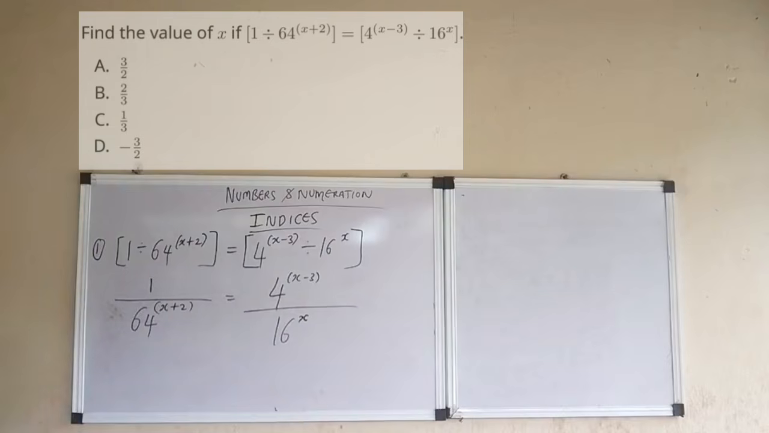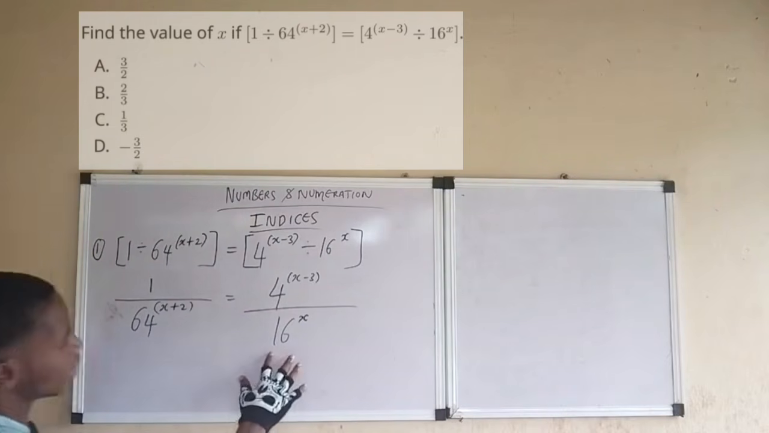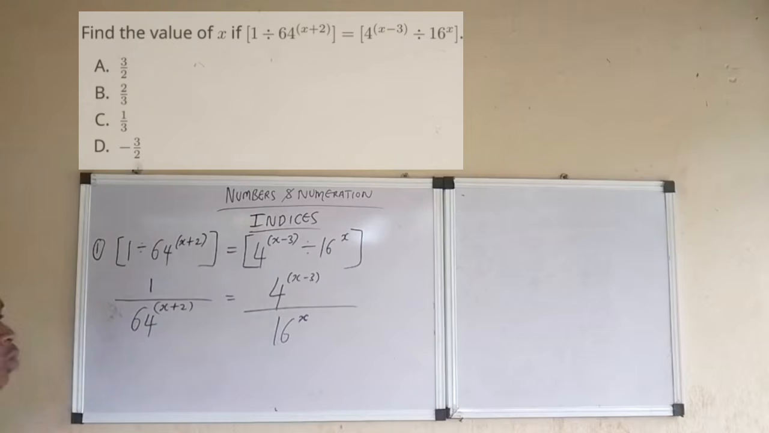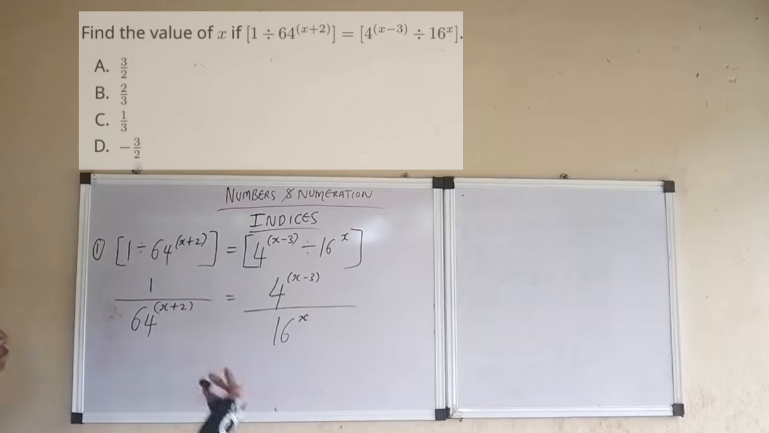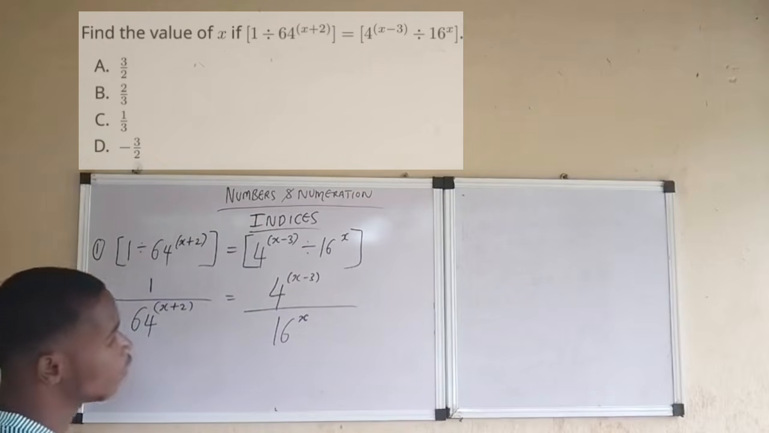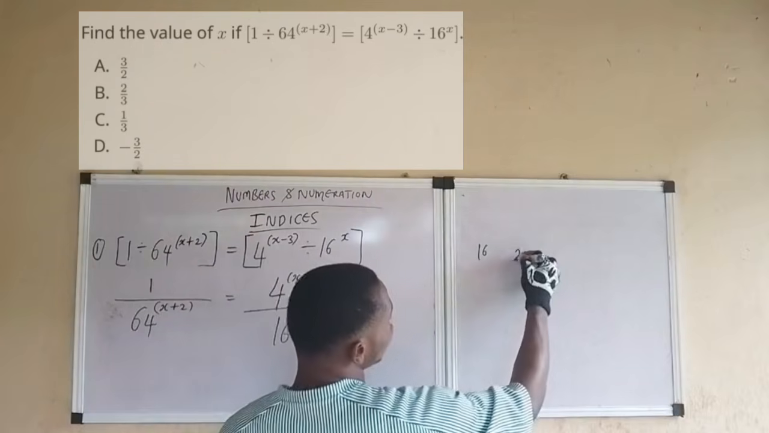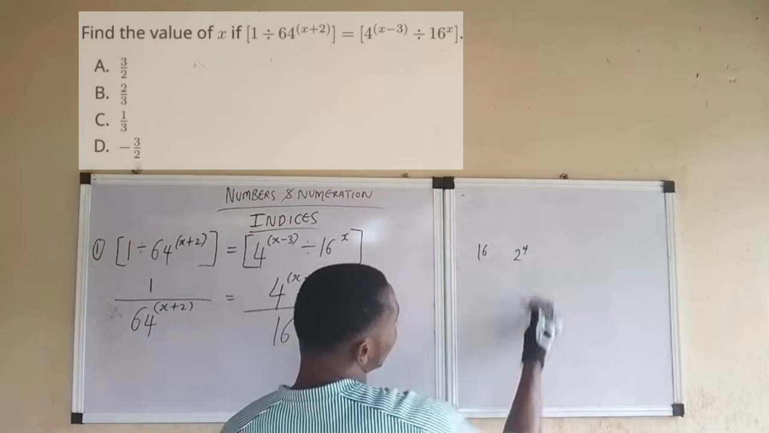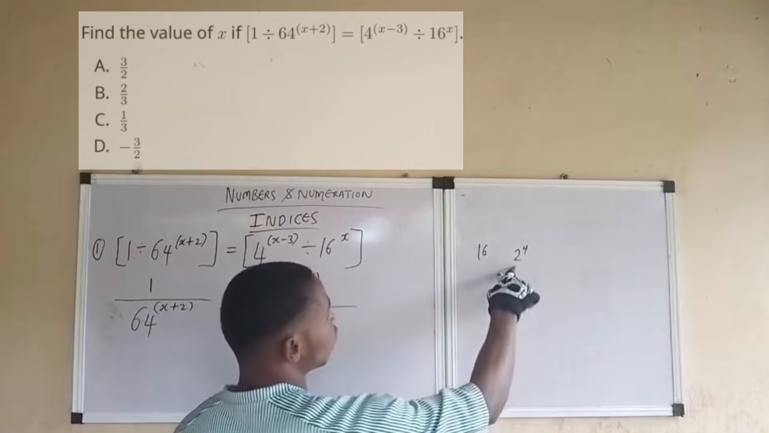Now, we have different numbers here. We have 4 as the base, 64 as the base, 16 as the base in different cases. One thing you will notice is that these values can be expressed as a rational power of a common base, a common base of 2 or a common base of 4. What do I mean by that? For example, if I have a number such as 16, I can express 16 as 2 raised to power 4. What it means is that I've expressed 16 as a rational power of 2.